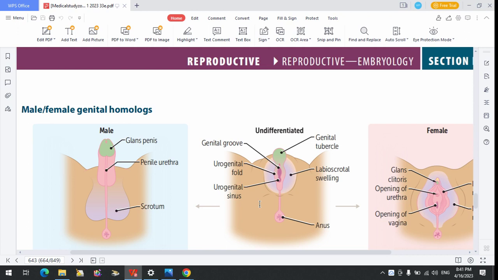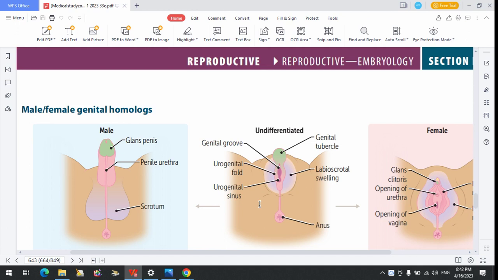So which one is the bulbourethral gland equivalent to in the female? The bulbourethral gland in the female is equivalent to the greater vestibular gland of Bartholin. Exactly, so that's the homologue. What's the homologue of the prostate? Bartholin's gland is also known as Bartholin. So the prostate is equivalent to what? It is equivalent to the urethra and paraurethral glands of Skene. Exactly. So the prostate is equivalent to the urethra and paraurethral gland.